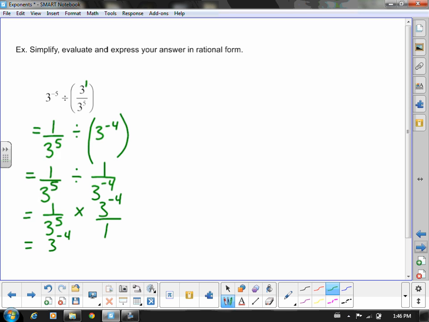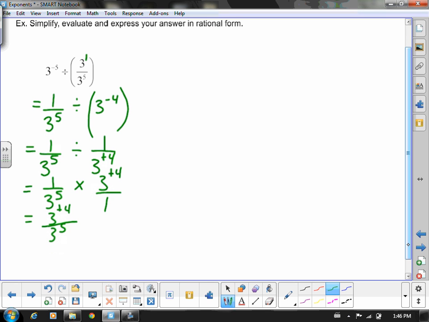So I end up with 3 to the negative 4 over, oh wait, now do you see the mistake I made? This is not a negative, it's a positive by making that flip. So I'm going to have a positive here, 3 to the 5. Then when we subtract, we get 3 to the negative 1 since our bases are the same. So our final answer is 1 over 3.